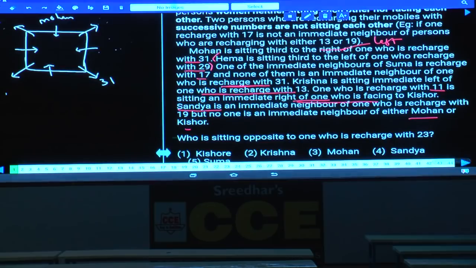If Kishore is at this place, then immediate opposite, immediate right hand side, who is that person? This person is 11, isn't it? Hence this person must be 11.